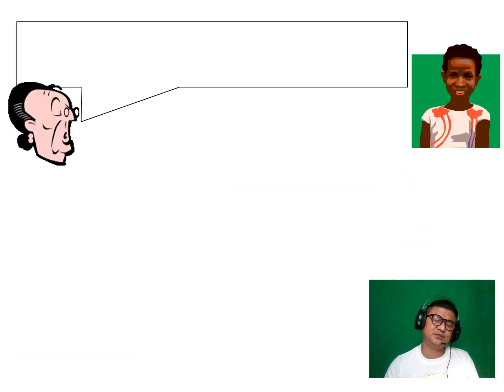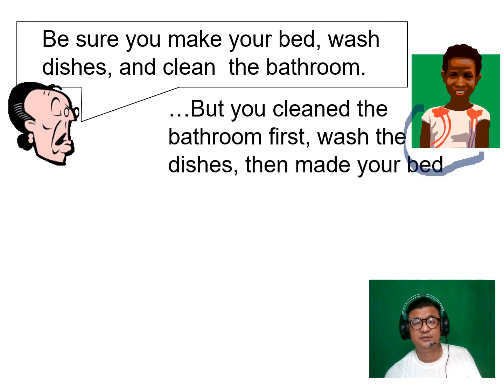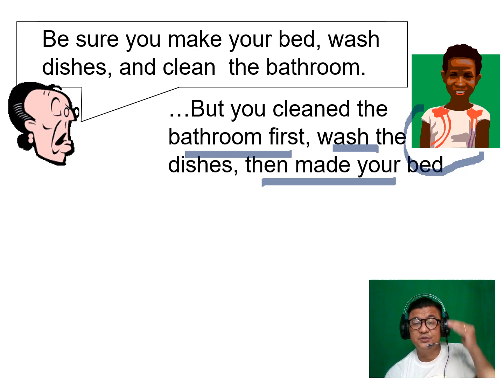Now, check out this situation. Grandma would say, be sure you make your bed, wash dishes, and clean the bathroom. And then this is you, and you will respond, right? Will you do all of it? But you cleaned the bathroom first, then washed the dishes, and then you made your bed. You did not follow the sequence stated by grandma.